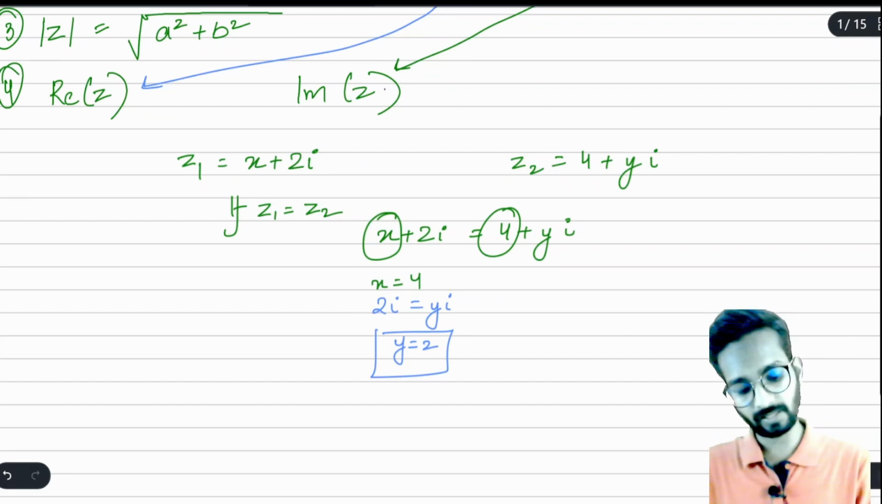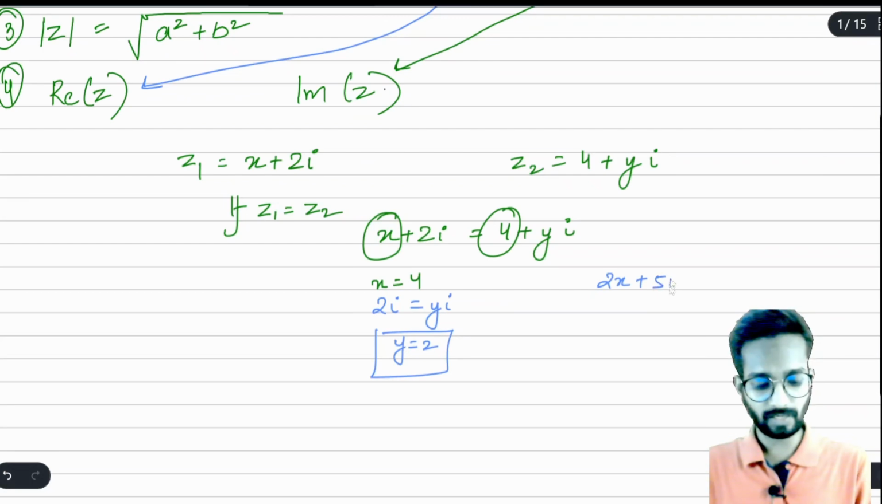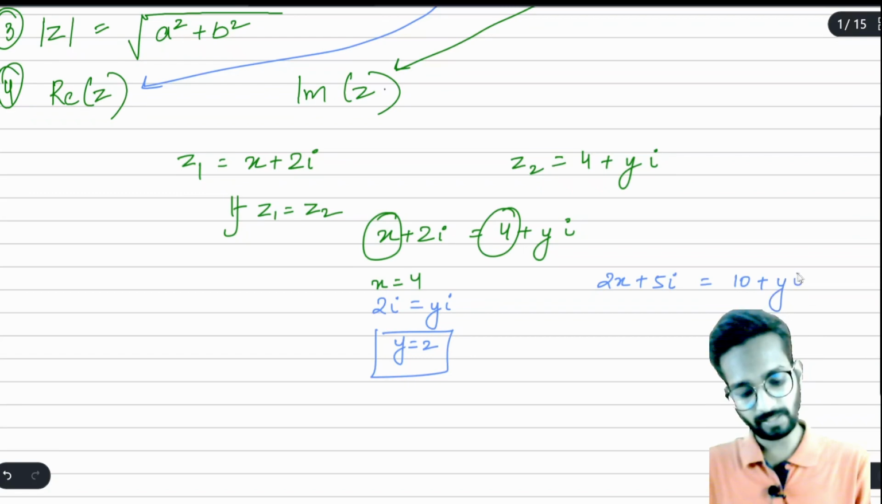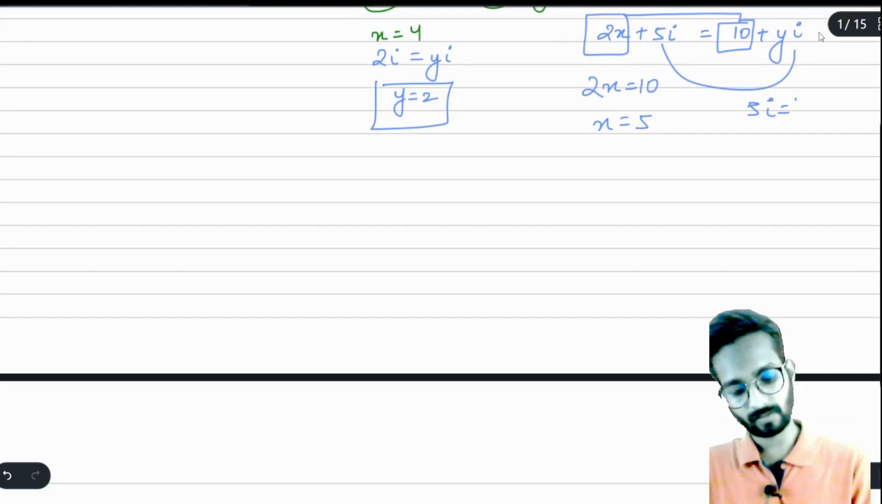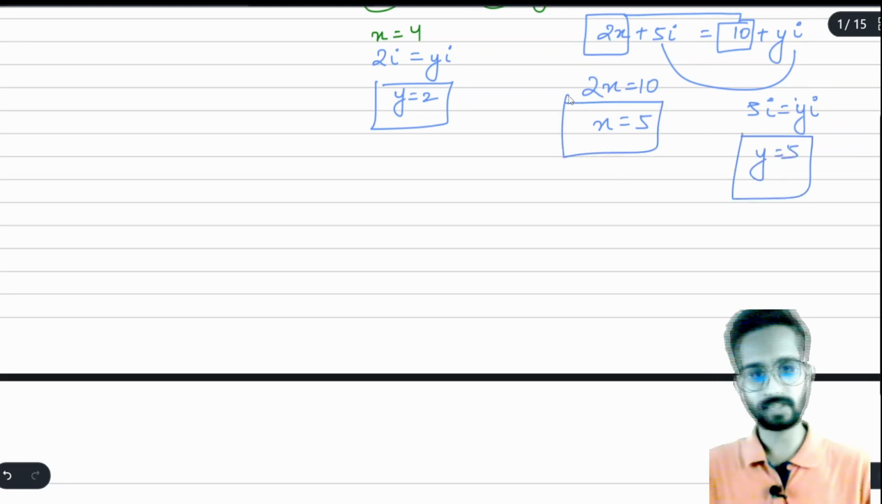Now let's take another example. Say here we have 2x plus 5i, and here we have 10 plus yi. So what will happen? We equate 2x and 10, so 2x is equal to 10, so x is equal to 5, and 5i is equal to yi, therefore y is equal to 5. Understand this thing, we can match it very easily if it is given that two complex numbers are equal.